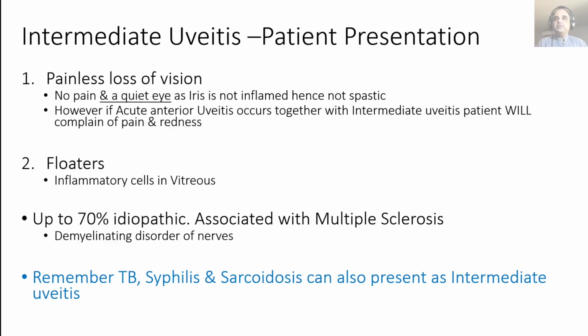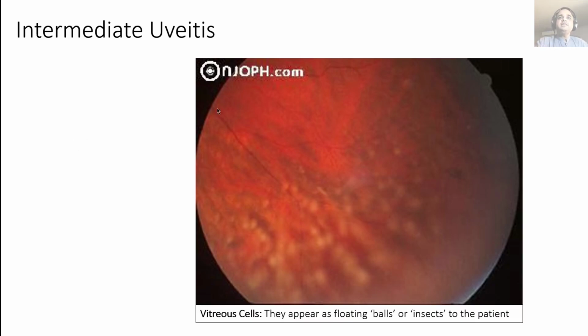And again, TB, syphilis, and sarcoid can also present as intermediate uveitis because they are masqueraders, so take a good history. Always keep in mind that syphilis is something that might be very tricky to diagnose in Pakistan unless the patient agrees to getting the blood work done for syphilis. So these are all the cells. They appear as floating balls, and they appear black simply because they are casting shadows on the retina, and the patient is basically picking up those shadows.